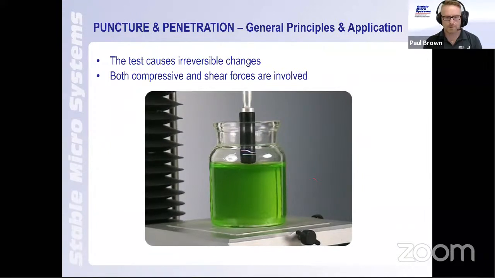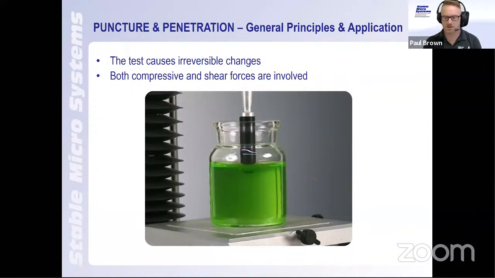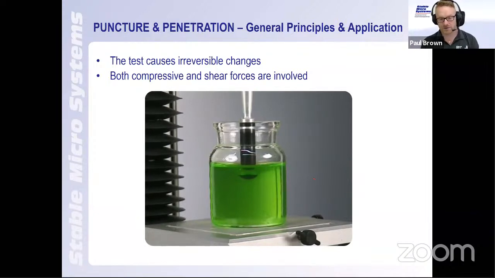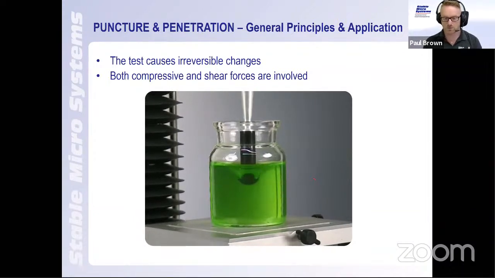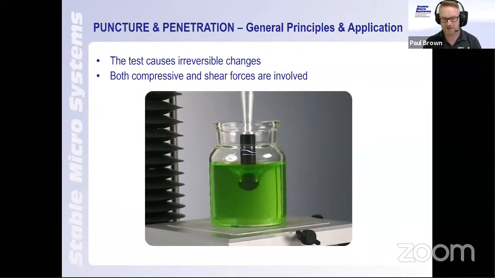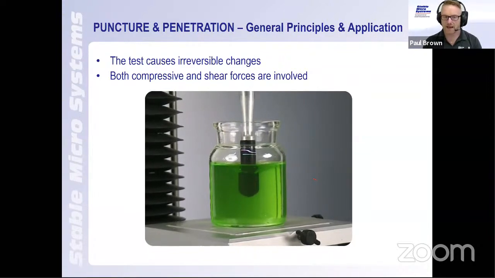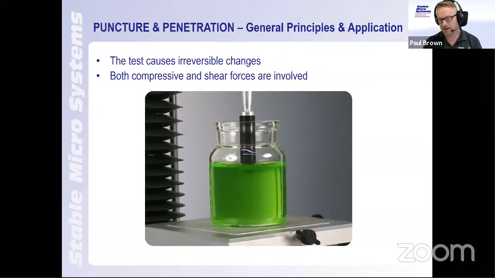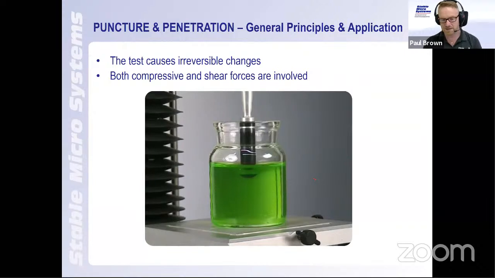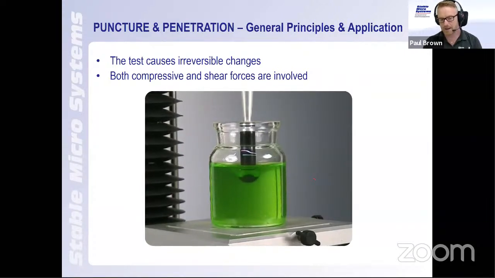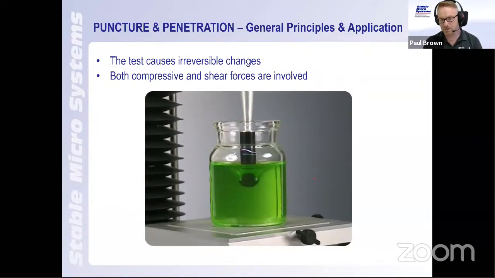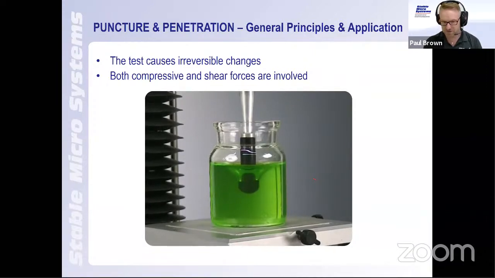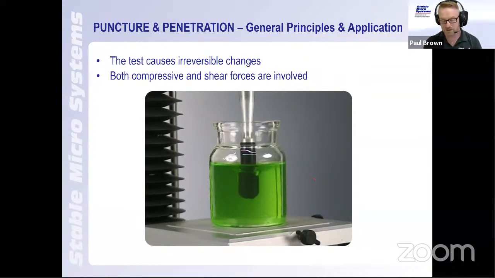As I said earlier, puncture, penetration, and compression can cause irreversible changes to the product, so often a product can only be tested once. And in puncture and penetration, both compressive and shear forces are involved. As demonstrated here with the gel test, it's a compression test. And then as the product fails, we're now into a shearing test because the probe is now pushing all the way into the product and shearing the product.